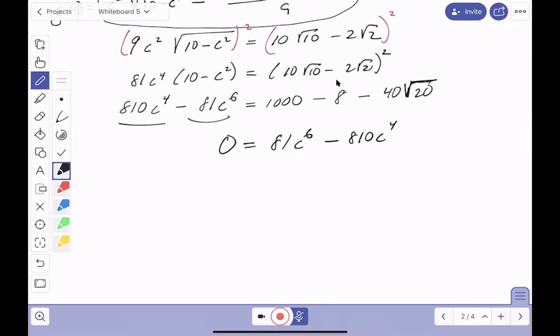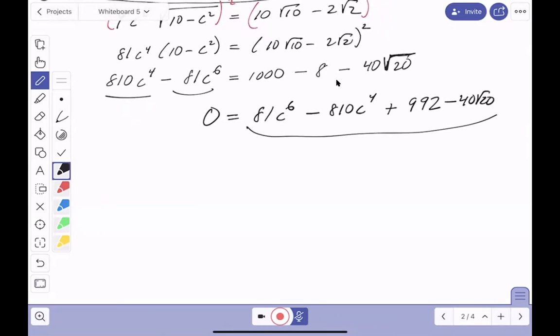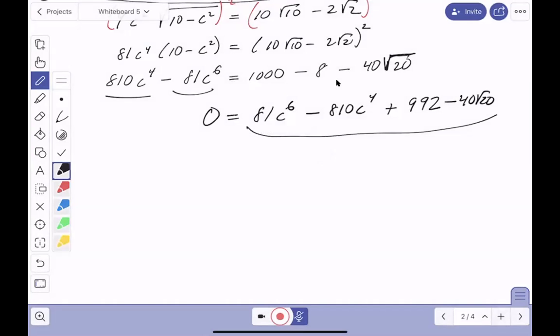And then what I get over here, let's write this down. Plus, let's see, 992 minus 40 root 20. I got to be honest with you, once you get to this stage over here, I start to realize this isn't such an easy thing to do. And throughout the semester, what I'm going to be recommending, whoops, sorry about that, is that sometimes things get tough. And I would recommend, if they get tough, use a machine.